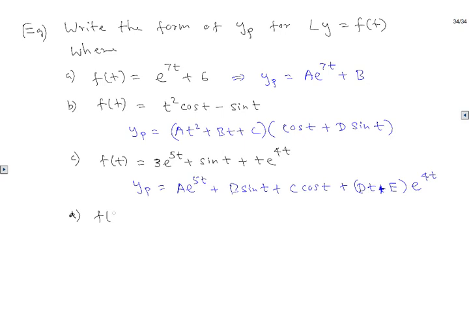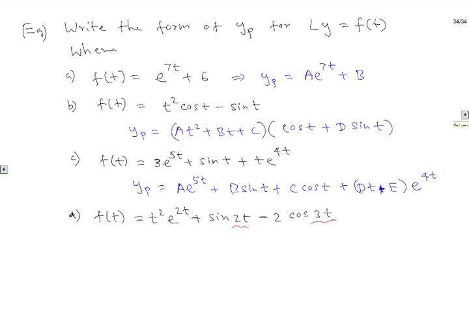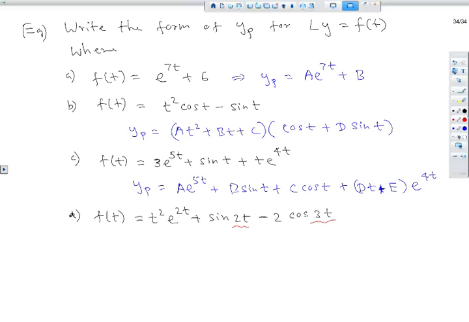f(t) equals t squared e^(2t) plus sine 2t minus 2 times cosine 3t. Okay, you can see that 2t and 3t are different. That means you have to write 4 terms there, 2 for that and 2 for this, because they are not the same. So let's write the solution for this.